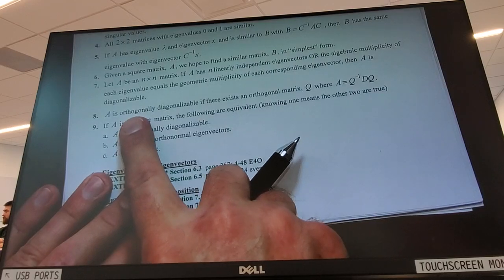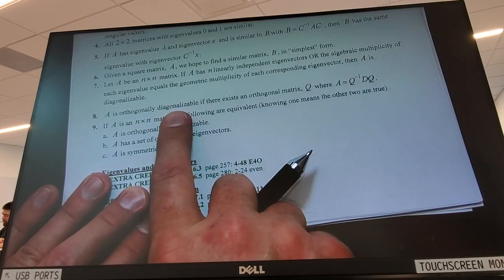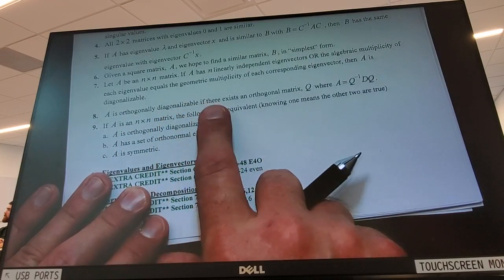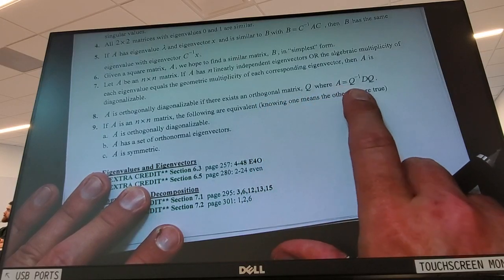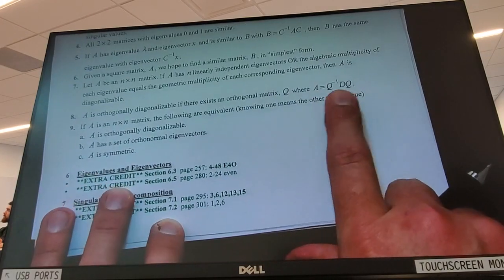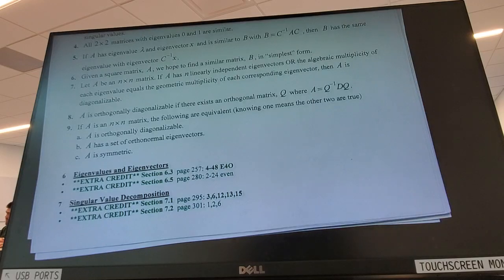A is orthogonally diagonalizable if there exists an orthogonal matrix Q where A equals Q inverse DQ. So that has the same format, but now the C matrix that we would put together is actually made up of orthogonal matrices. So eigenvectors don't have to be orthogonal to each other, yes? If they happen to be, then we call A orthogonally diagonalizable.